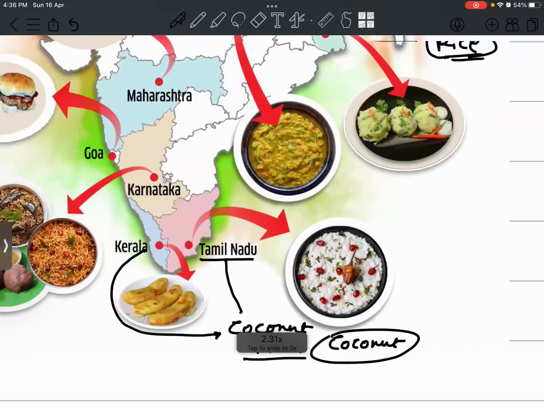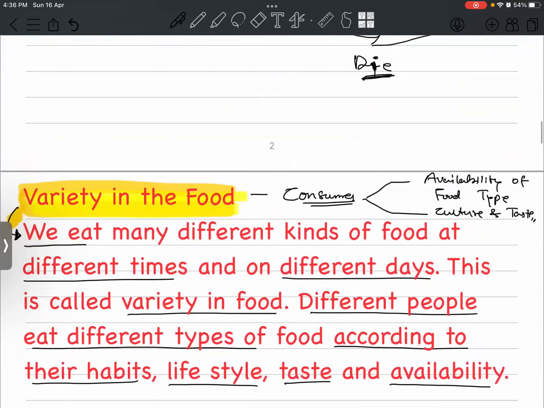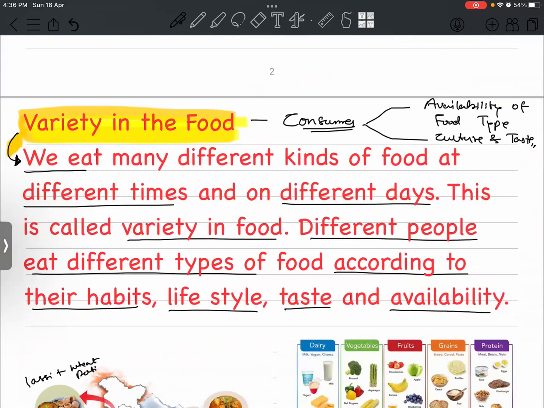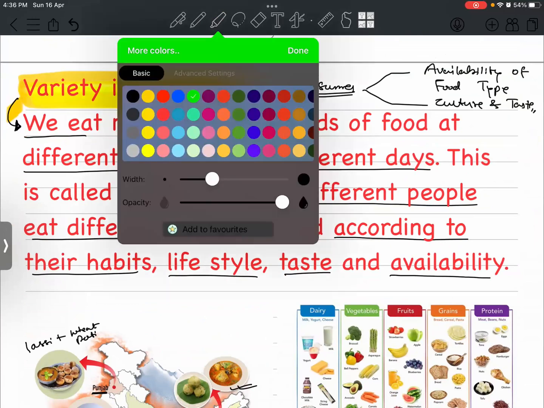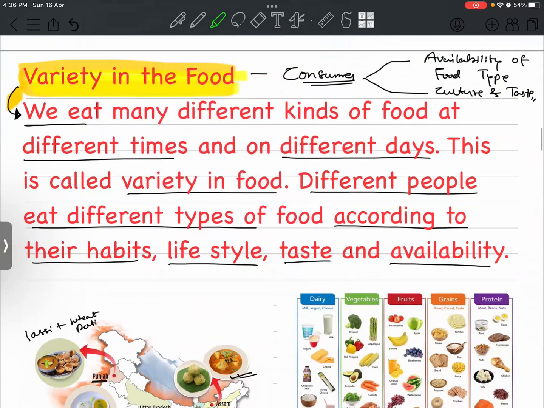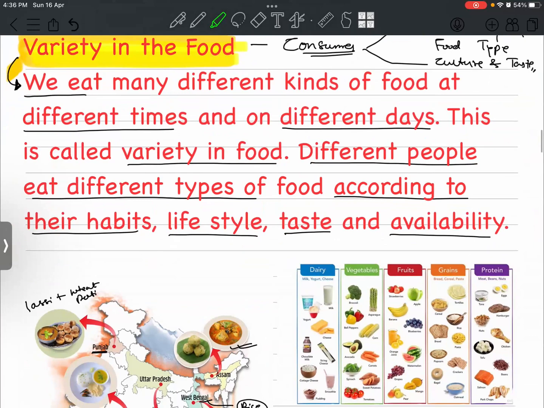So the variety of the food which we consume depends upon what type of food is available there and what are the culture and taste of the people living there. Right, Aswati? Yes, sir. I hope there's no confusion in this. It depends upon where they are from, like which place they are in, and the fertileness also of the land. Exactly. So the availability of the type of food there and the taste or culture or lifestyle of the people.